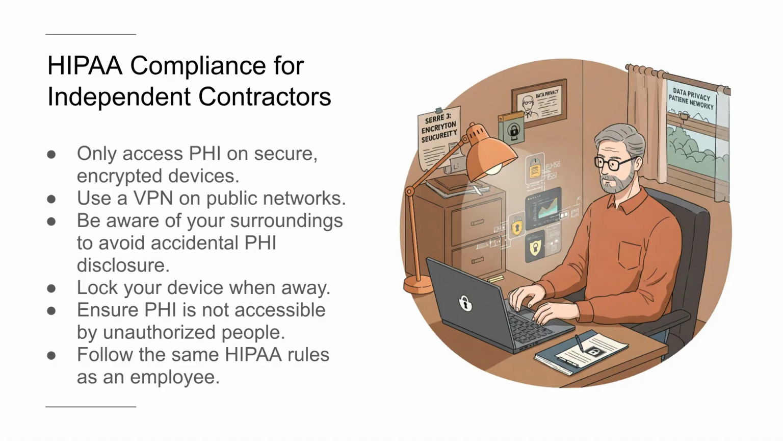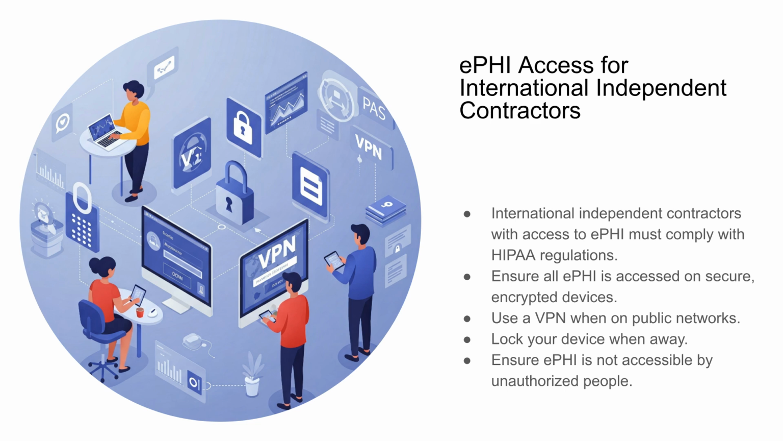HIPAA compliance for independent contractors. Only access PHI on secure, encrypted devices. Use a VPN on public networks. Be aware of your surroundings to avoid accidental PHI disclosure. Lock your device when away. Ensure PHI is not accessible by unauthorized people. Follow the same HIPAA rules as an employee.